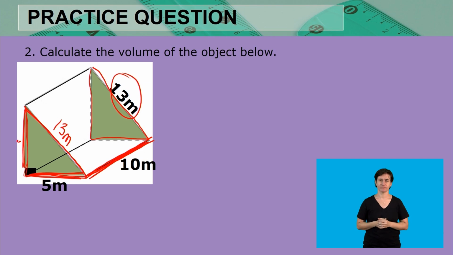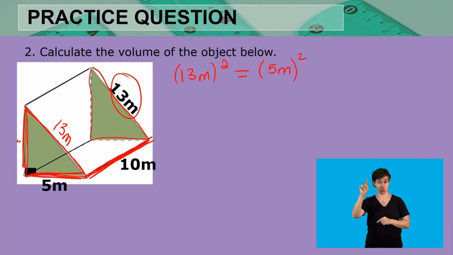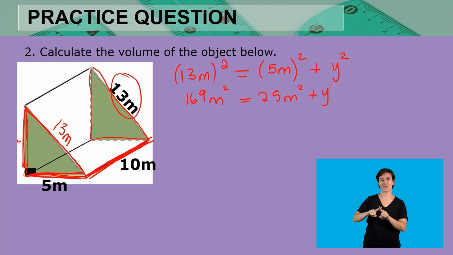Remember, Pythagoras says that the hypotenuse squared will be equal to one side squared, in this case 5 meters squared, plus another side squared. Because we don't know what that side is, we can use a variable to represent it. So we can just use a y, and of course that value is going to be squared. So 13 meters squared will give us 169 meters squared, and 5 meters squared will give us 25 meters squared, plus our y squared.